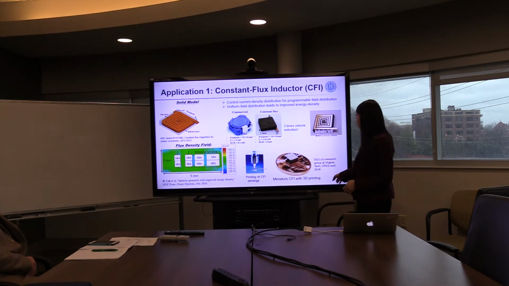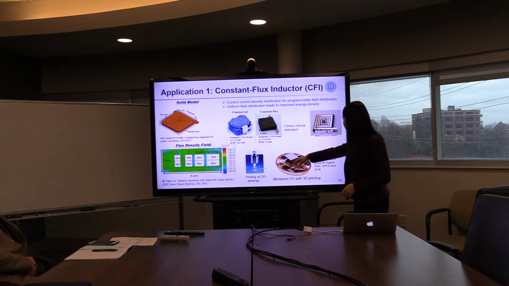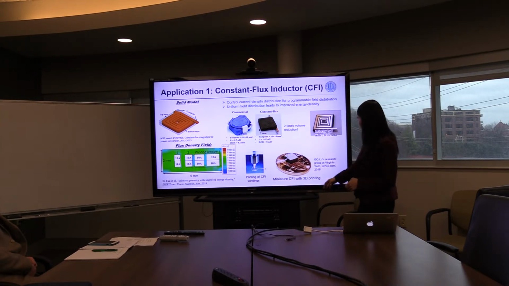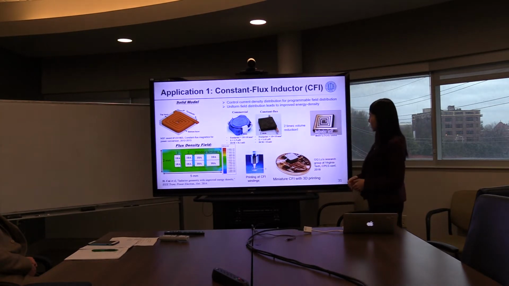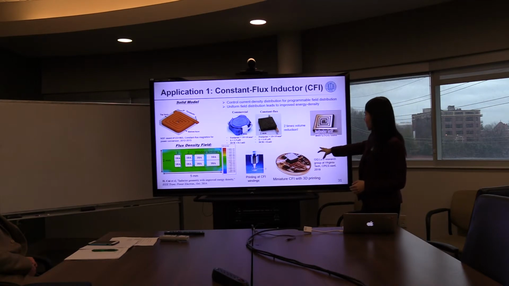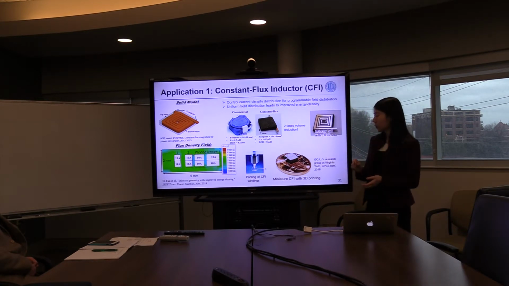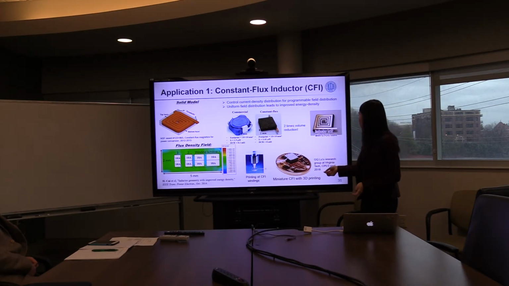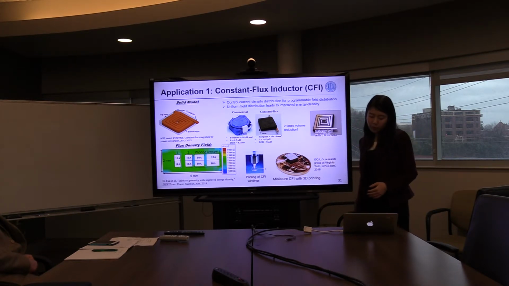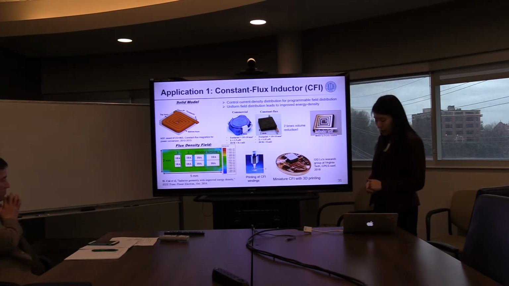So they're using 3D printing to print the irregular shape of the core and of the winding, and they also use some low temperature cured magnetic materials to mold this inductor. By doing this, they are able to fabricate very small size constant flux inductors. And there is some ongoing research on this.